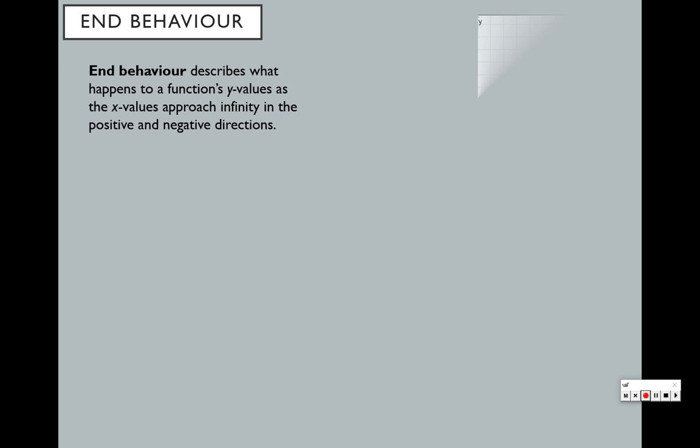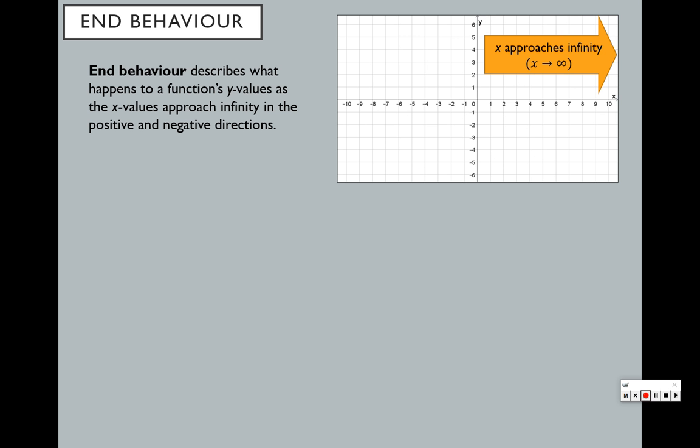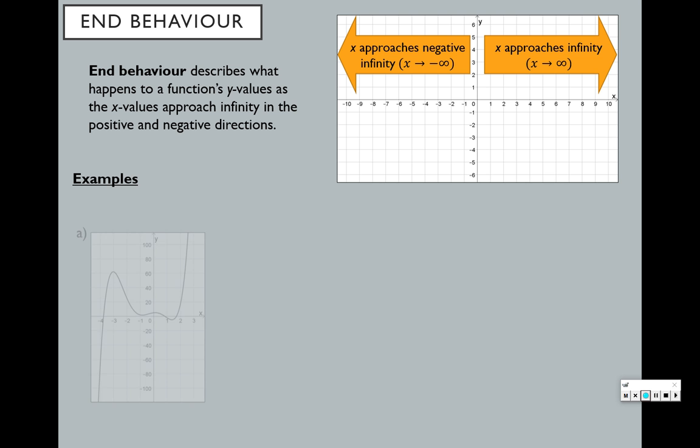So here we go. When we talk about end behavior, we want to know what happens as you go off the page this way and what happens as you go off the page that way. That's our version of infinity. Our version of infinity is go off the page, off the graph, either way.